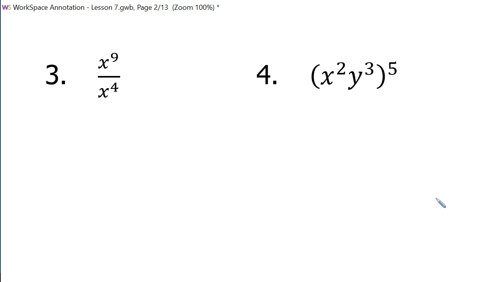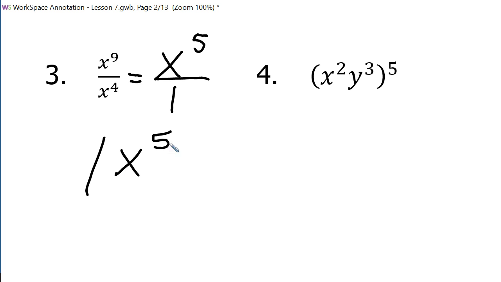Problem number 3, when you're dividing and the bases are the same, what do you do with the exponents? Subtract them. So first you have to decide where's the larger exponent, in the top or in the bottom? Top. So your answer for x goes in the top. And since we're dividing, we'll subtract those exponents. So 9 minus 4 is 5. What do I put in the bottom? A 1. So x to the 5th divided by 1. The answer is just x to the 5th.